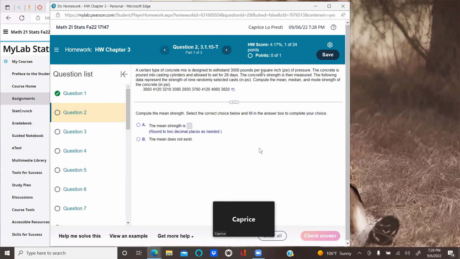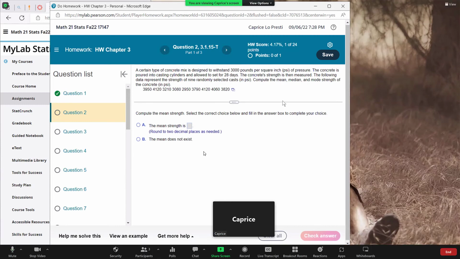So you just went over this. This is the second question on homework 3. What does it mean by the mean strength? Does that just mean the mean? Yes. When you're reading it, notice the last two sentences. It says the following data represents the strength of 9 randomly selected casts. Compute the mean, median, and mode strength of the concrete. So how much pressure can it resist?